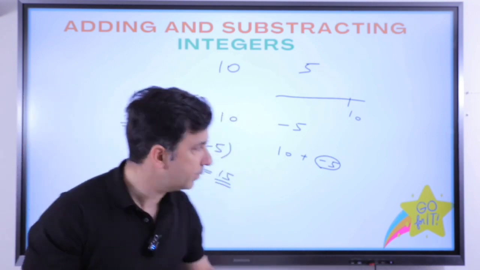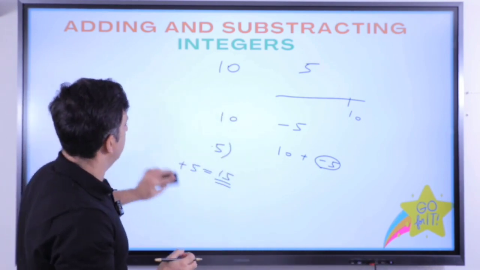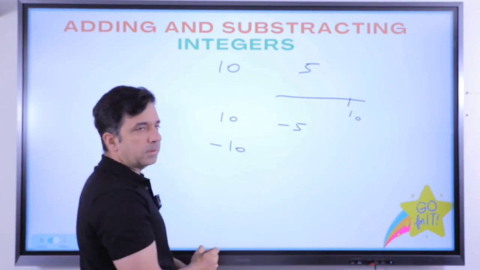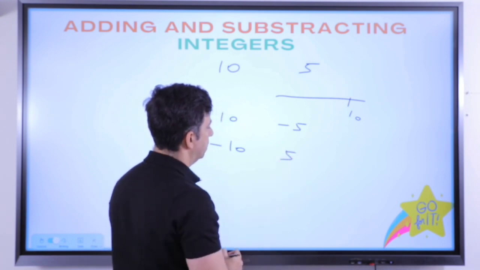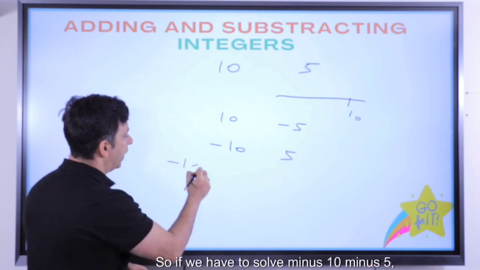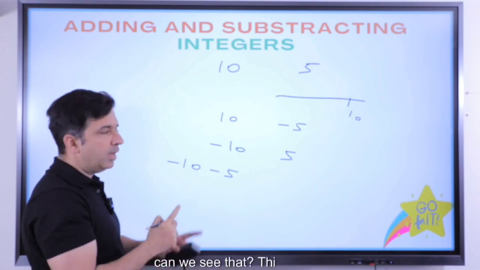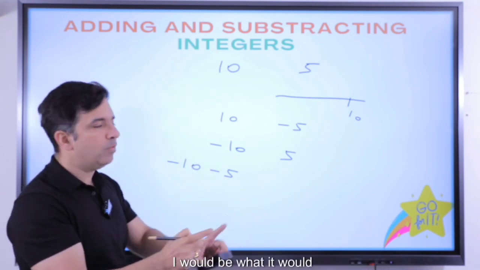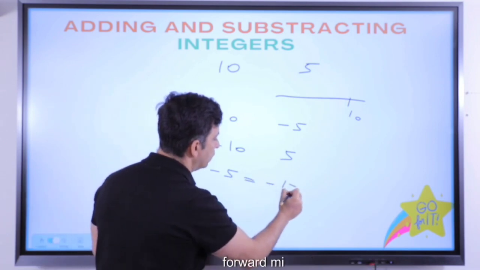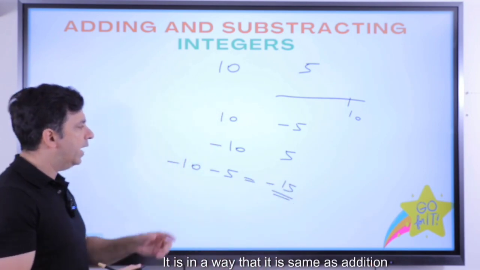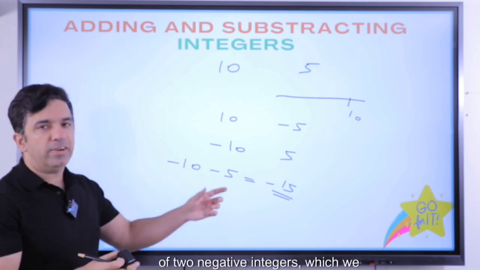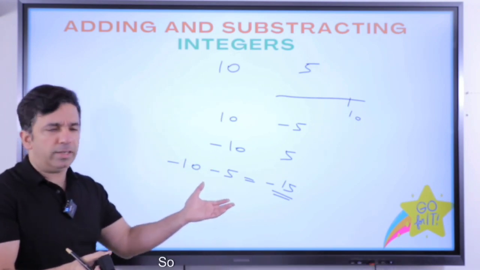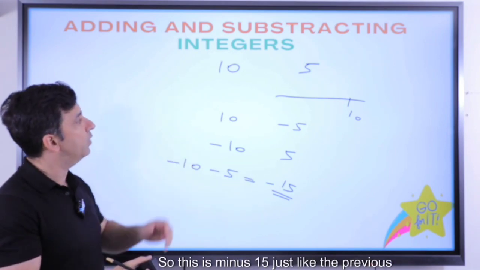So now let's say this is minus 10 and now this is 5. If we have to solve minus 10 minus 5, can we see that this is a case which we have already discussed? Minus 10 minus 5 would be what? It would be straightforward minus 15. It is the same as the addition of two negative integers which we have just discussed. So it is straightforward the same case. So this is minus 15, just like the previous example.